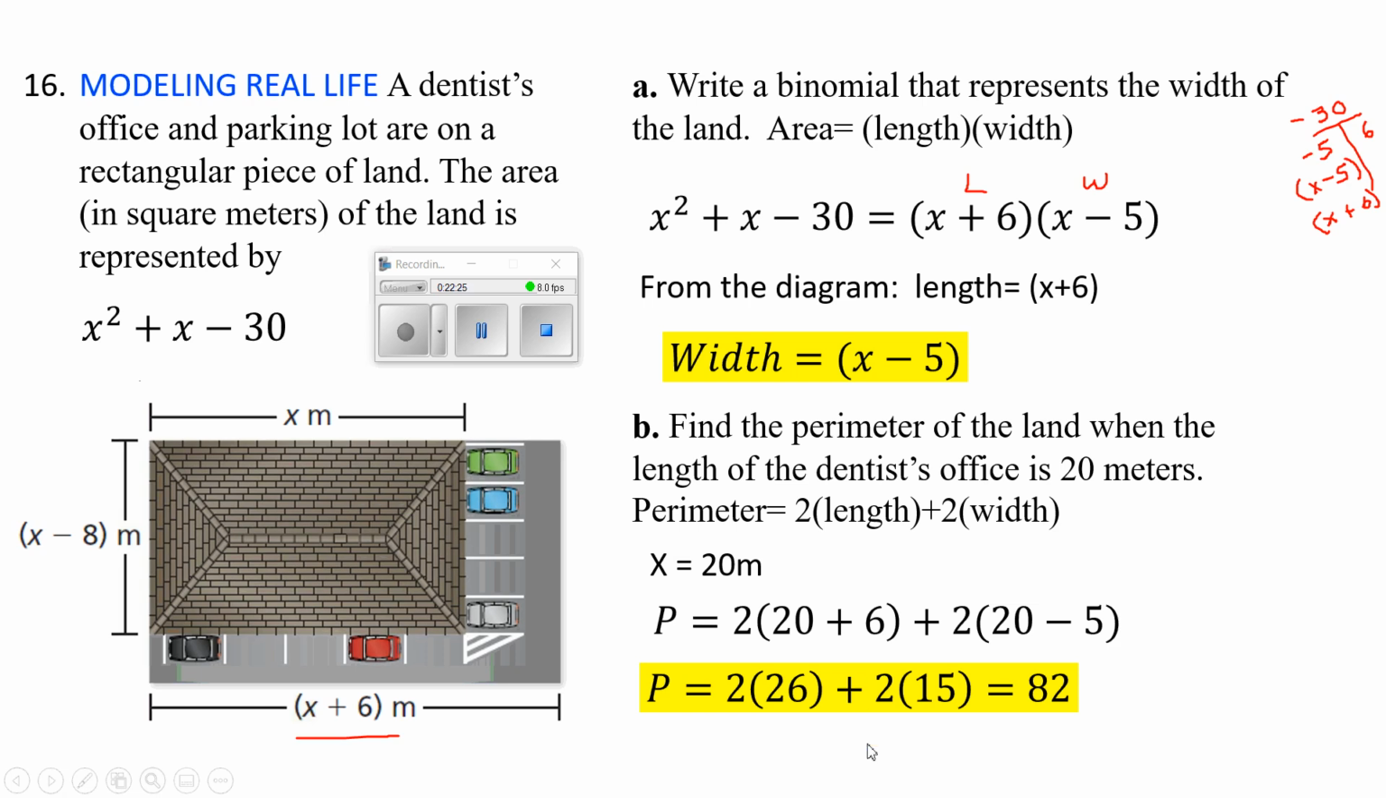Sorry about that, it looks like we didn't finish it here. There we go. So this is going to give us 52 plus 30, and 52 plus 30 does equal 82. We're talking meters here, right? The perimeter of the land would be 82 meters long.